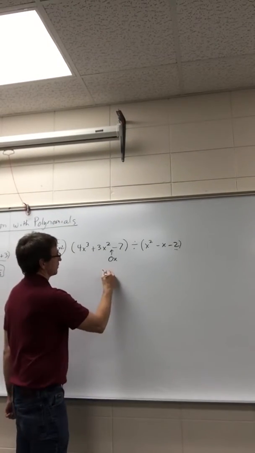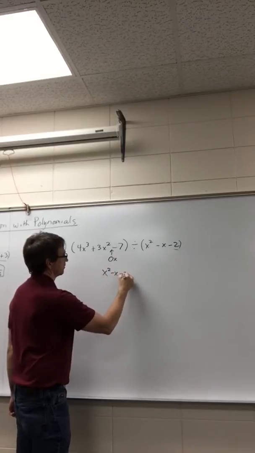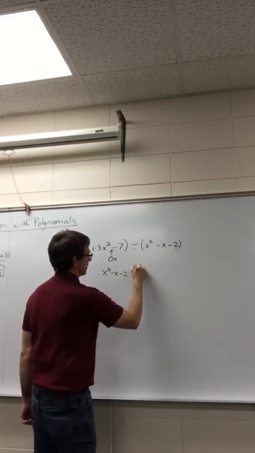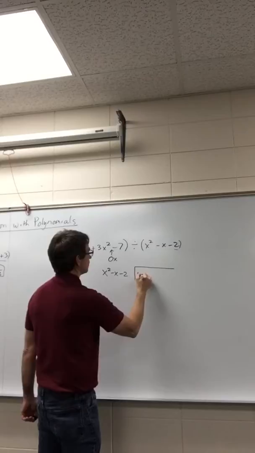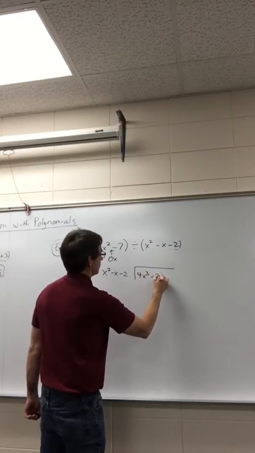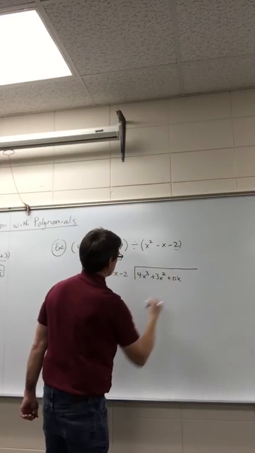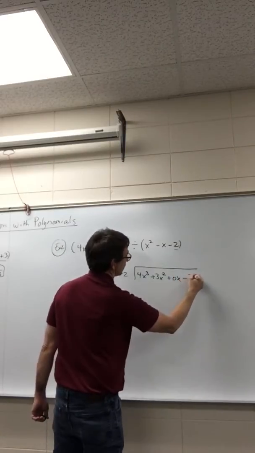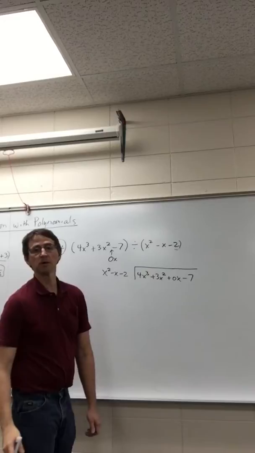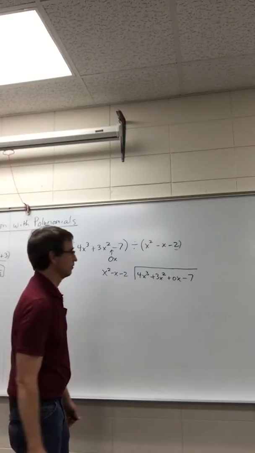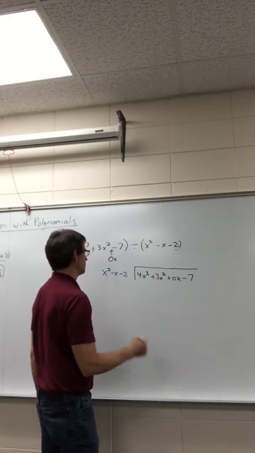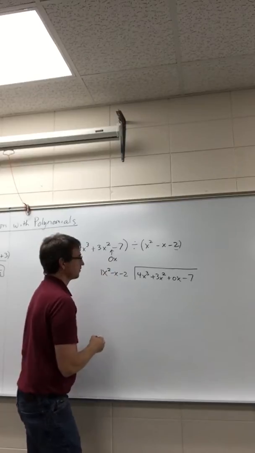So when I rewrite it, I'm going to have x squared minus x minus 2 that I'm going to divide into 4x cubed plus 3x squared plus 0x, because I want to fill in that space for the missing term. If you have more than one missing term, you're going to fill in more than one 0 in the problem. And then you do it just like we did on the first example.